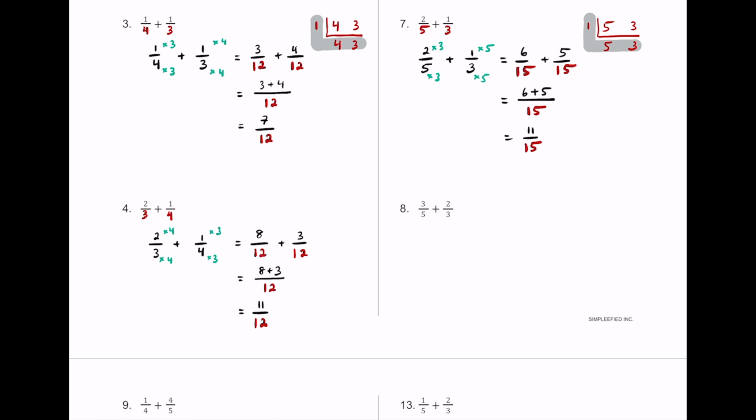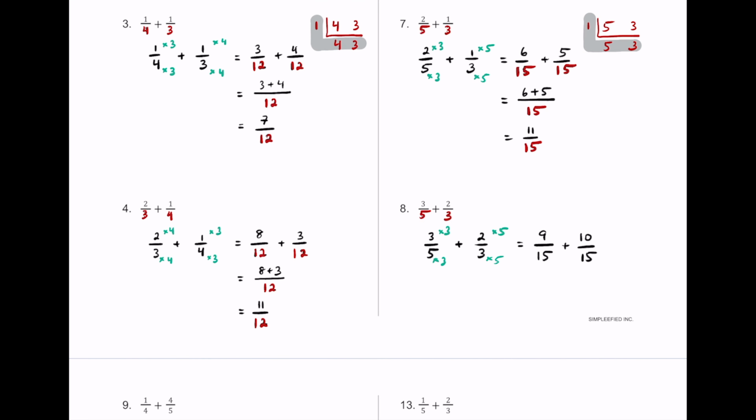For number 8, looks like we have 5ths and 3rds again, so we know they are going to meet at 15, so let's use 15ths again. So let's say we have 3 over 5. We're going to add 2 over 3. And I'm going to multiply this left one by 3 over 3 and multiply this one by 5 over 5. All right, now if we do that, 3 times 3 is 9, so we have 9 over 15, and then we're going to have 10 over 15.